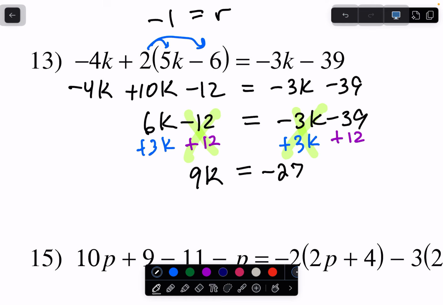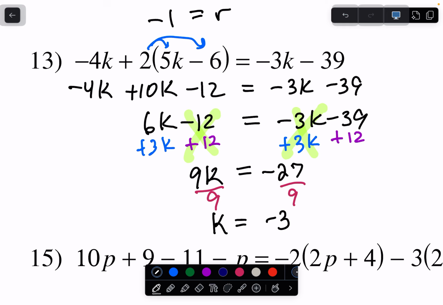And that's nice. Most of these are going to come out to be fairly decent numbers. I think maybe a few on the bottom might be fractions, but most of them could turn out pretty nice. And then what do we do to get rid of that 9? Divide. So we're going to divide by 9. And so we get that k is negative 3.